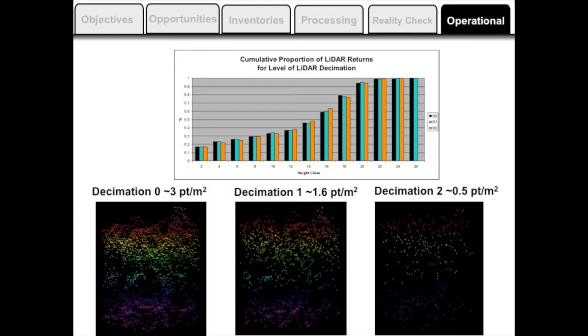Where it does change sometimes is at the tails. So over here, because I had less dense LiDAR, I didn't hit the tallest part that the 3-point data did. So you can see that I'm missing a whole bar up here in this height class.